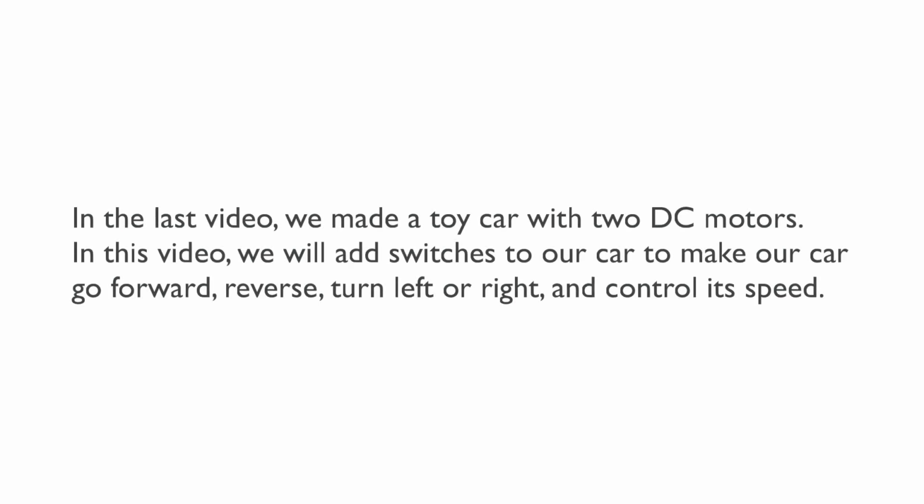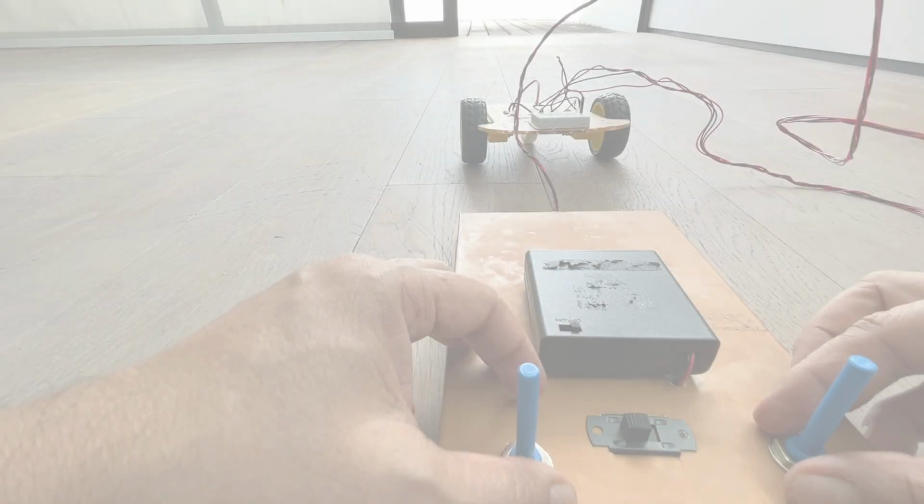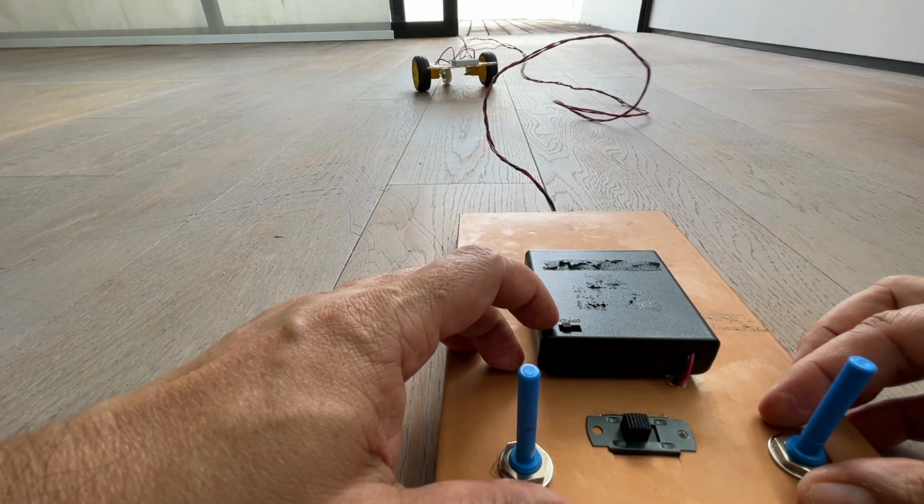In the last video, we made a toy car with 2 DC motors. In this video, we will add switches to our car to make our car go forward, reverse, turn left or right, and control its speed. Have a look at the demo of what we will make.